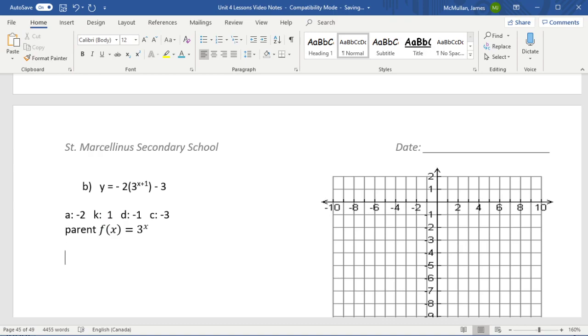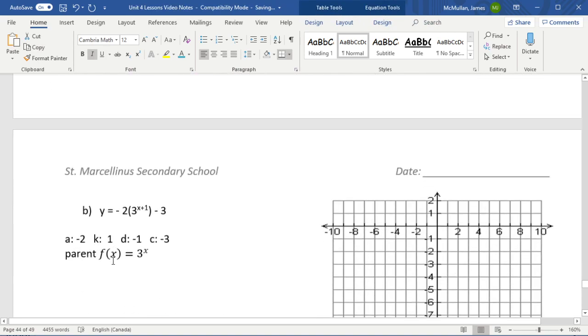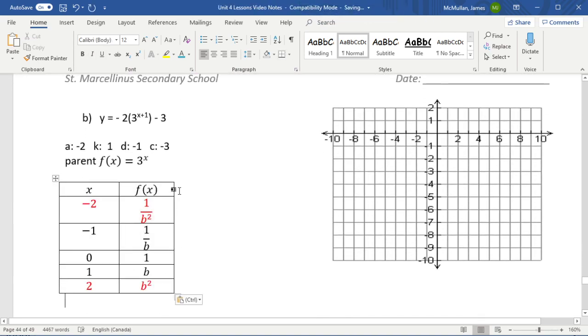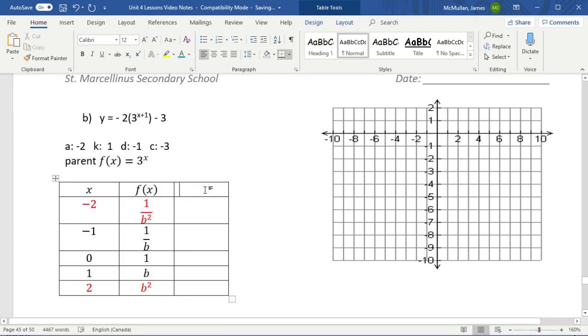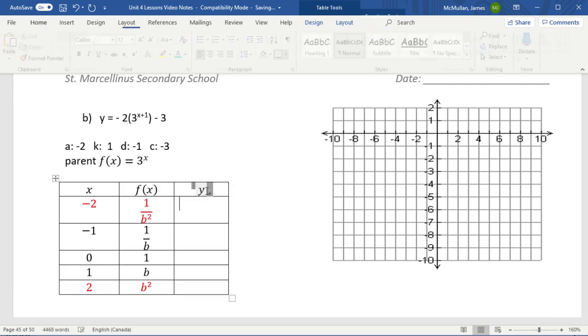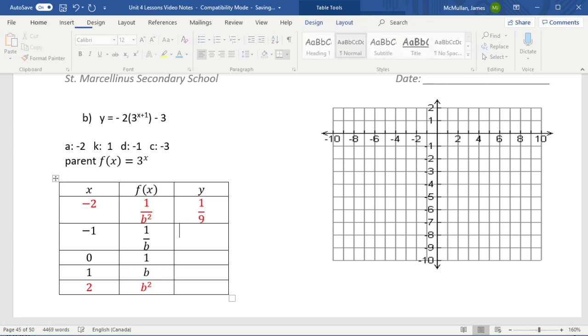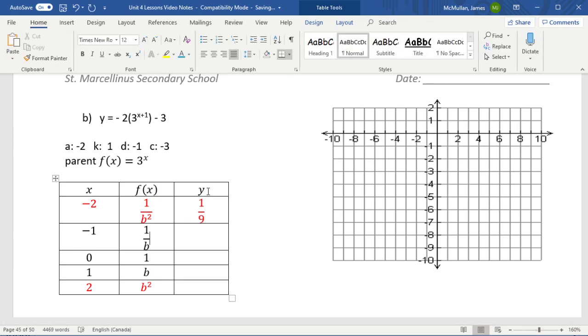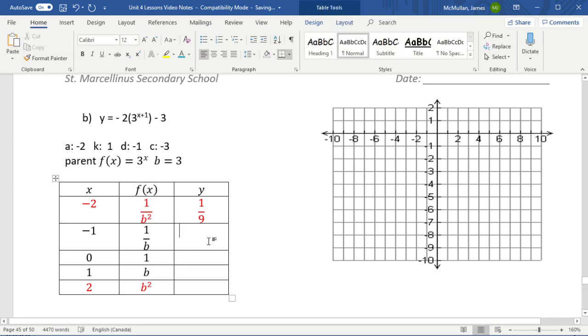Okay, let's make the table for the parent function. So I'm just going to copy this for a sec. Okay, now the parent function always looks like what you see in this section. So let's find the y value on our graph. This would be 1 over 9, right? Because our parent is 3 to the x, so our b is equal to 3.